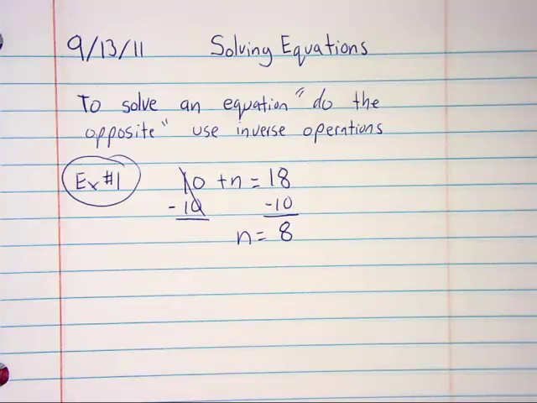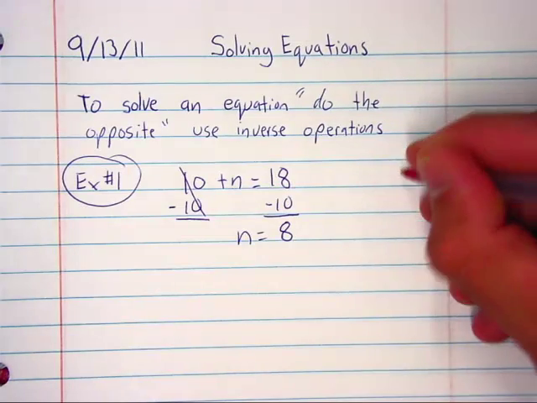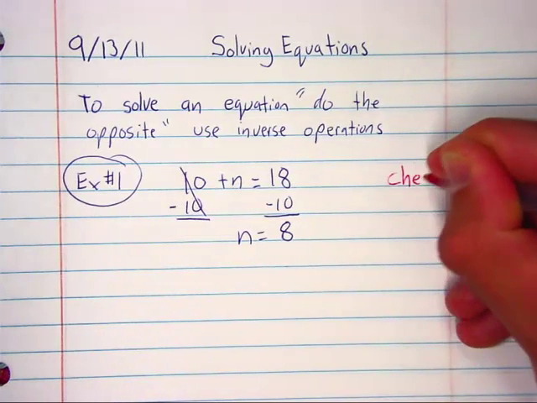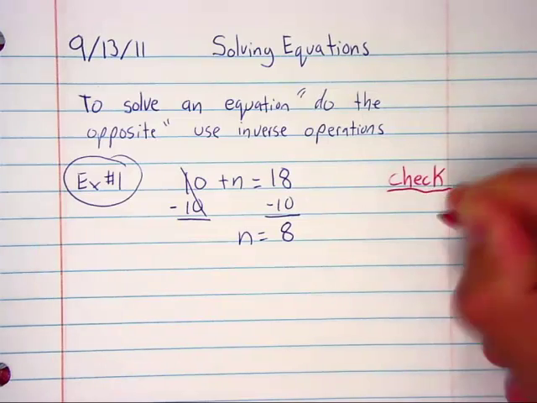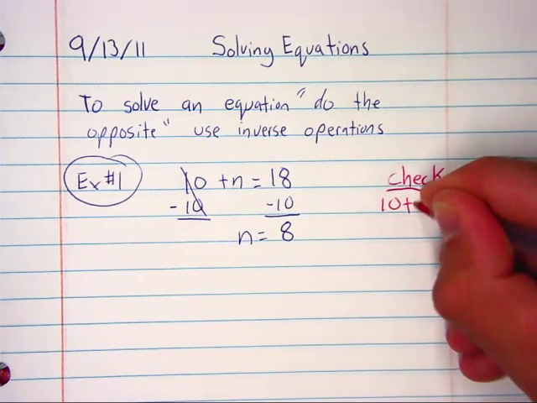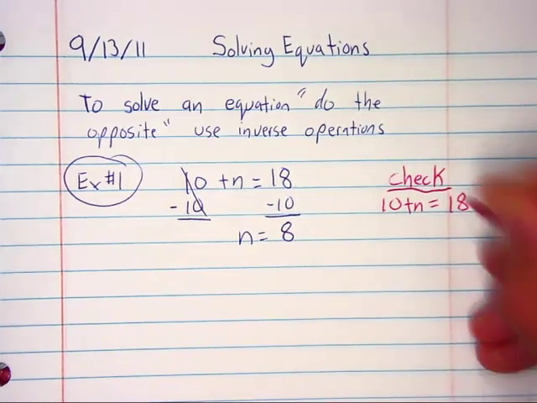And how can we be sure that that really is the right answer? How are we going to know for sure? Taylor? Go replace it, check it. So over here, we're going to perform a check. So 10 plus n equals 18.